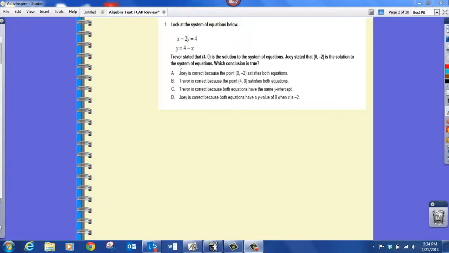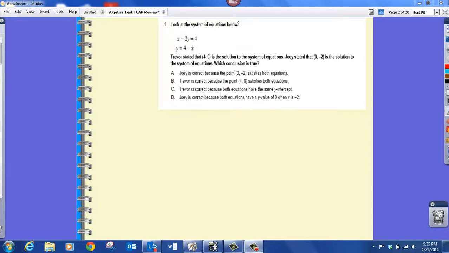in and see if they work. For example, Joey is correct because the point (0, -2) satisfies both equations. Let's test it and see. So I know 0 is my x, negative 2 is my y. So all I'm going to do is substitute it in for the variables up here.